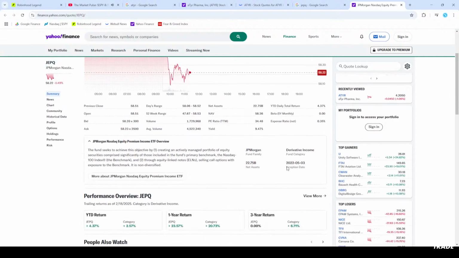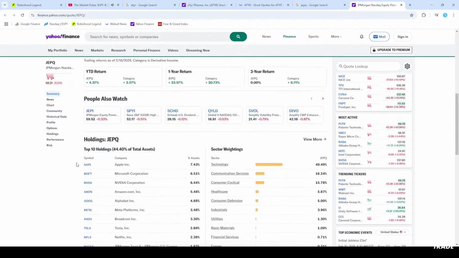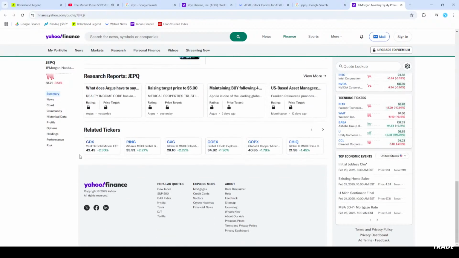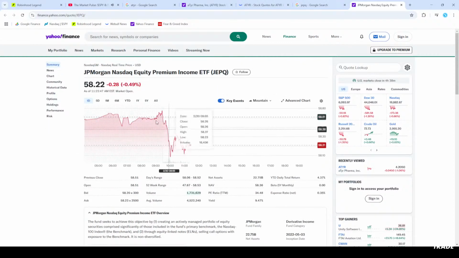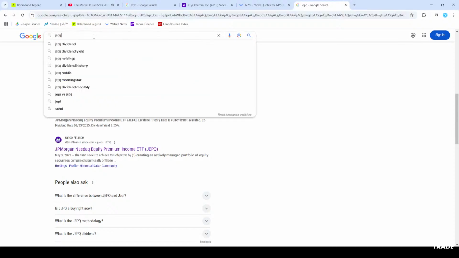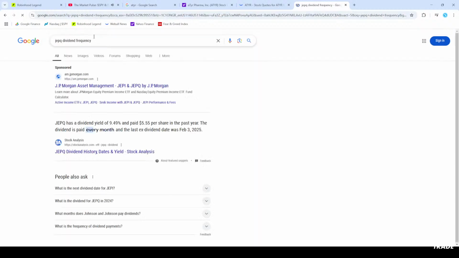I wonder, is this a monthly? How often are the dividends? I don't remember. I chose this one because it has a good yield. I don't remember how often they pay them out. Yeah, so they're every month and has a yield of about 9.49% in dividends, or $5.55 per share per year.